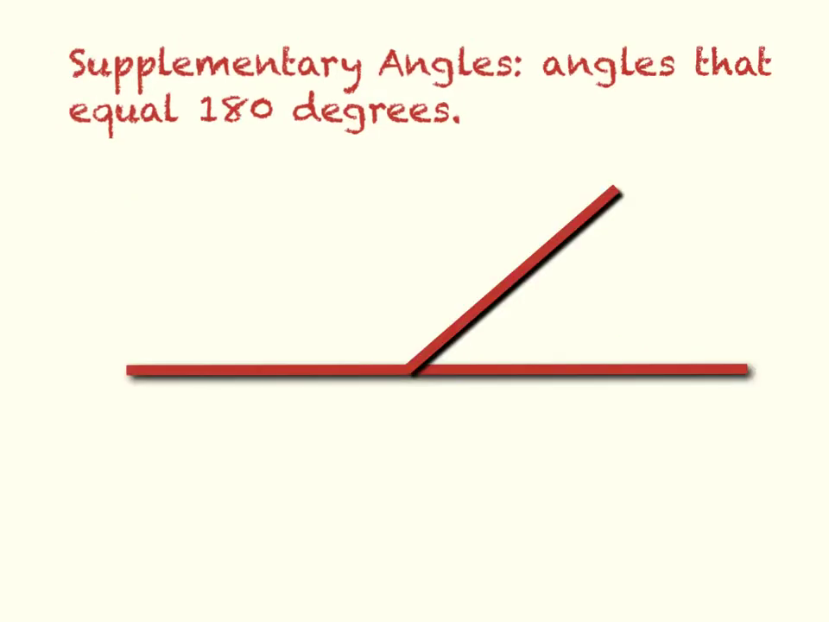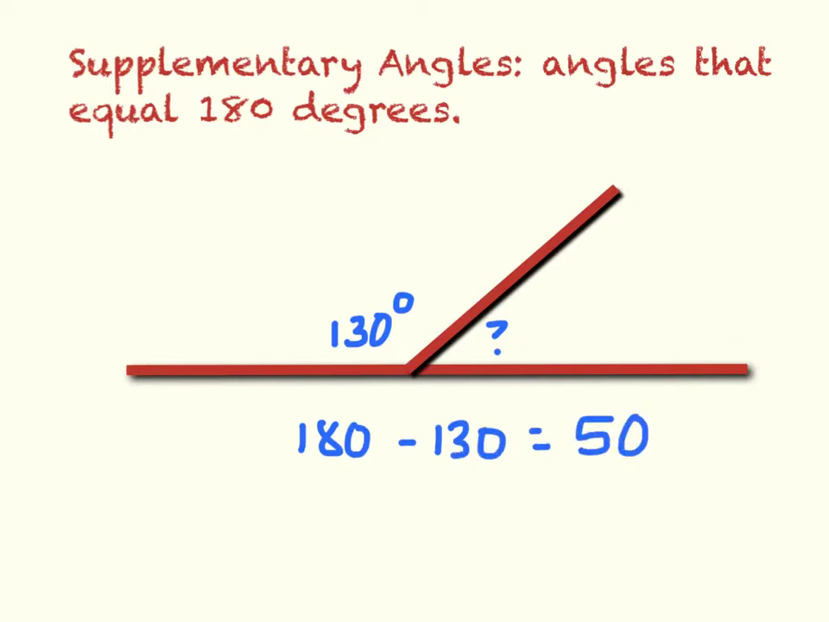Supplementary angles are angles that equal 180 degrees. If you notice here, this is a straight line, and a straight line is 180 degrees. So obviously these two angles need to equal 180 degrees. So if I said that this was 130 degrees, and I wanted you to solve what that was, you can do 180 minus 130 to figure out that the missing angle is 50 degrees.